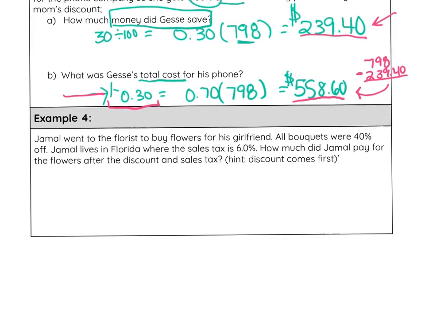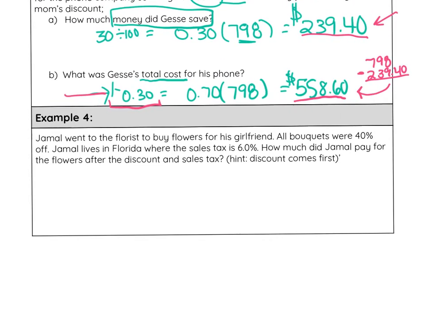Okay, so example 4, Jamal went to the florist to buy flowers for his girlfriend. All bouquets were 40% off. Jamal lives in Florida where the sales tax is 6%. How much did Jamal pay for the flowers after the discount and the sales tax? Okay, discount comes first.